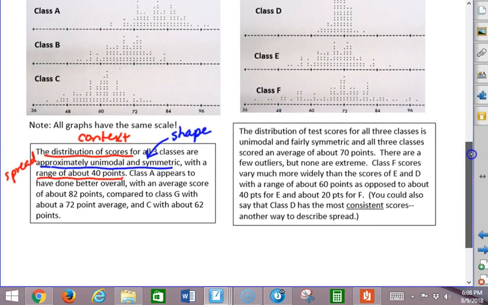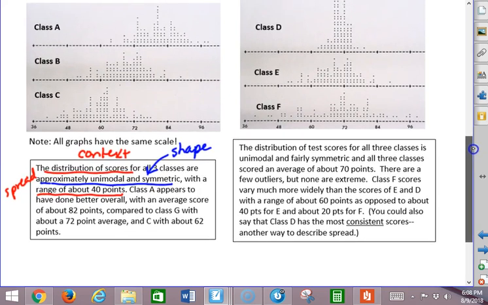Class A appears to have done better overall. Notice I'm comparing. I'm saying that Class A is better than the other two classes, with an average score of 82 points compared to Class B with about a 72-point average and C with about 62 points. Notice I'm supporting my comparisons with specific numbers. I don't want to do what's called a laundry list and just say, Class A looks like this, blah, blah, blah. Class B looks like this, blah, blah, blah. Class C looks like this, blah, blah, blah, without actually comparing them. That is not helpful.